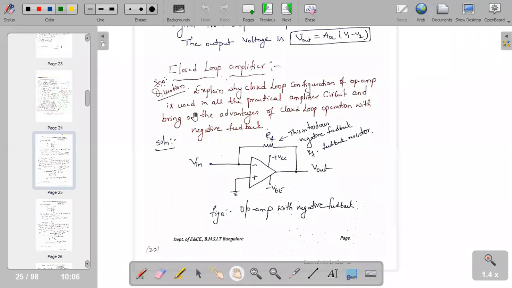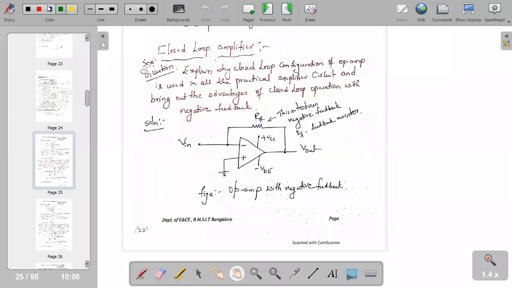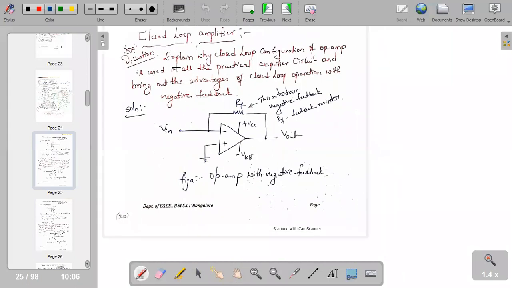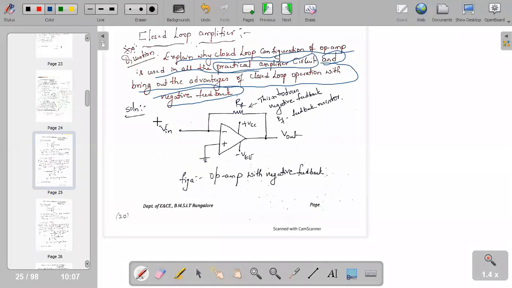Explain why a closed loop configuration of op-amp is used in all practical amplifier circuits. Most of the time we will go with a closed loop configuration instead of an open loop configuration. That's the reason why it is asking. And bring out the advantage of closed loop operation with negative feedback. So the other question is, explain what are the advantages of using a closed loop operation.